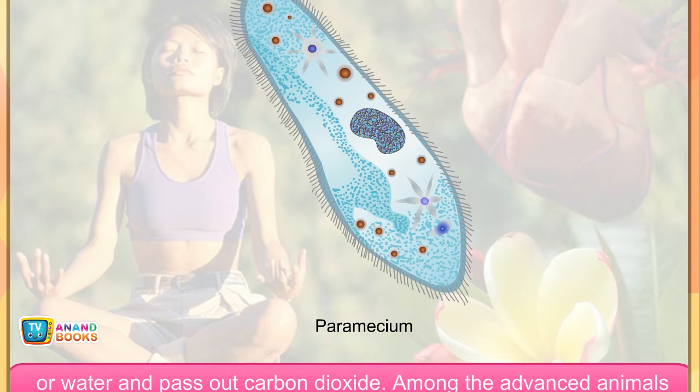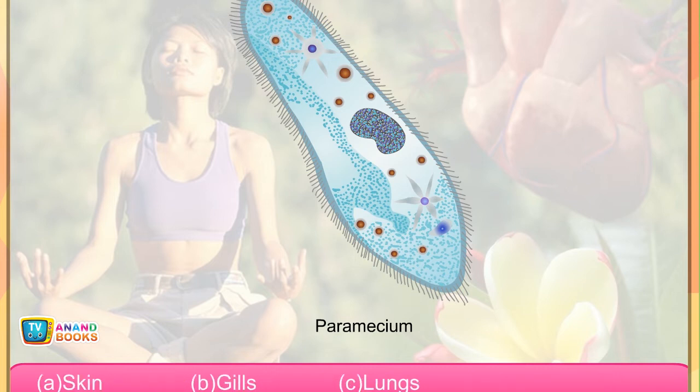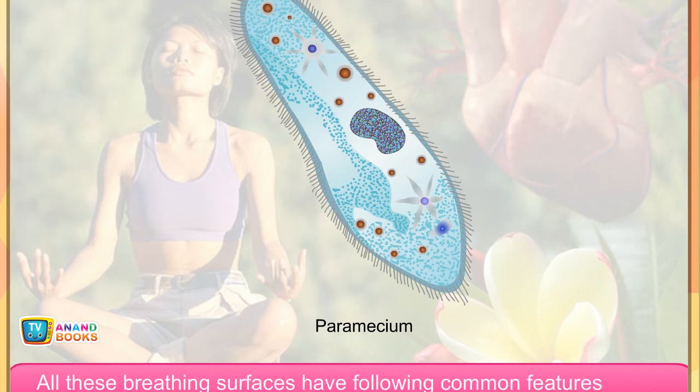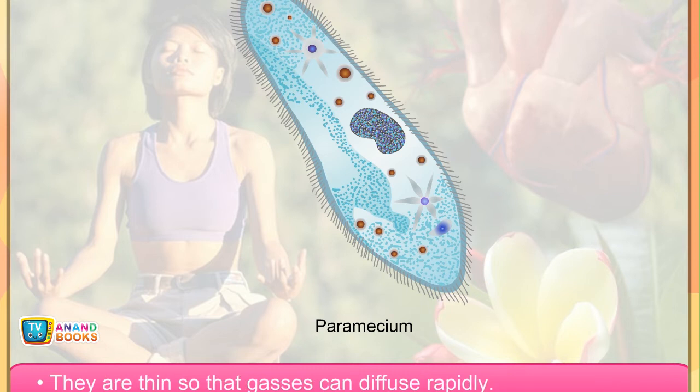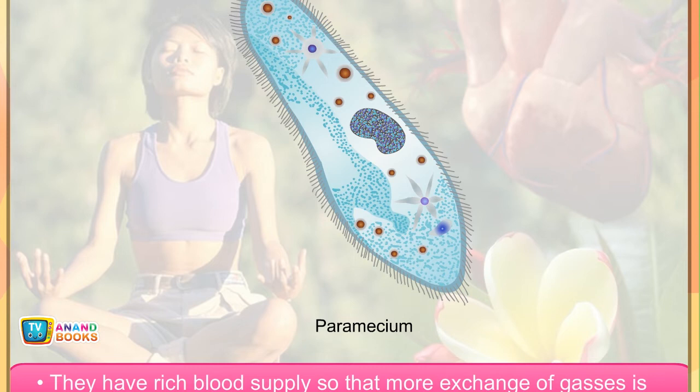Among the advanced animals, there are 3 types of breathing organs: A. Skin, B. Gills, C. Lungs. All these breathing surfaces have the following common features. They have large surface area over which gas exchange can take place rapidly. They are thin so that gases can diffuse rapidly. They have rich blood supply so that more exchange of gases is possible.